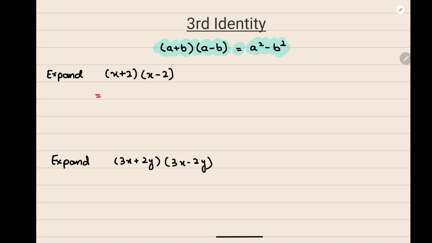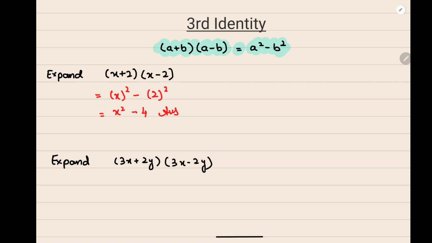Now see here, I have a as x in both of the brackets, and my b in both of the brackets is 2. So I'm going to write the right side of my identity, which is a squared. My a was x, minus b squared, which was 2 squared. So this is x squared minus 4. This is my answer.